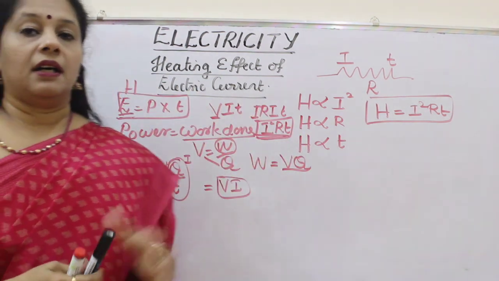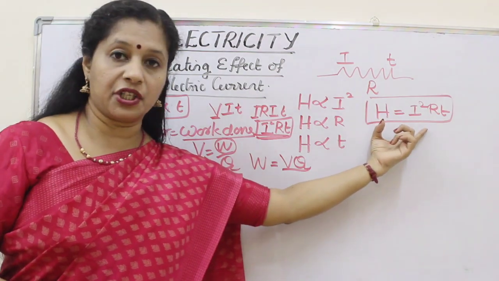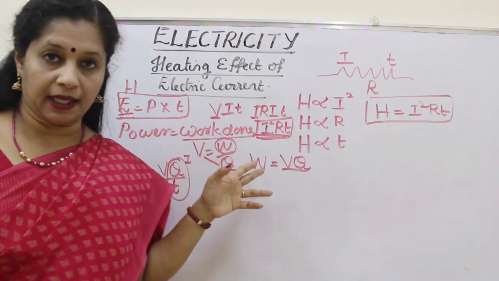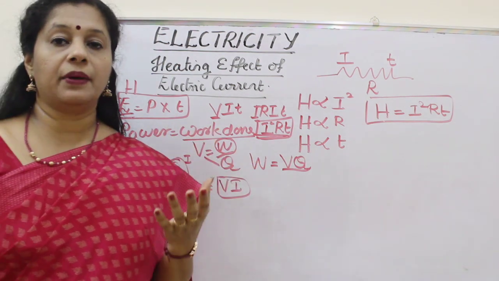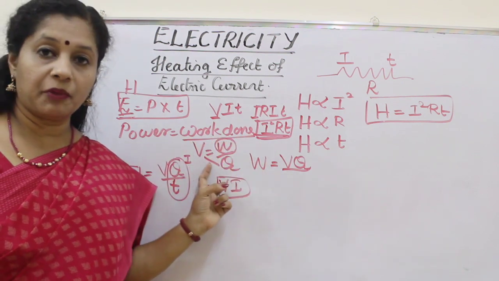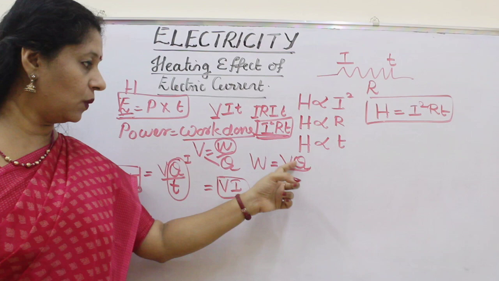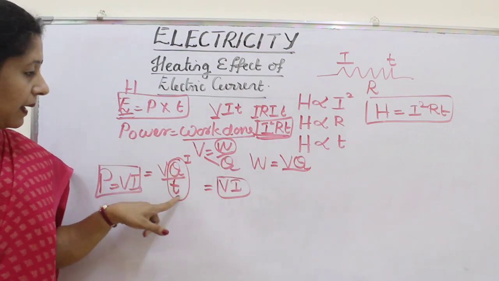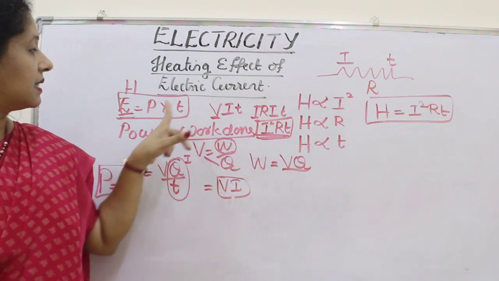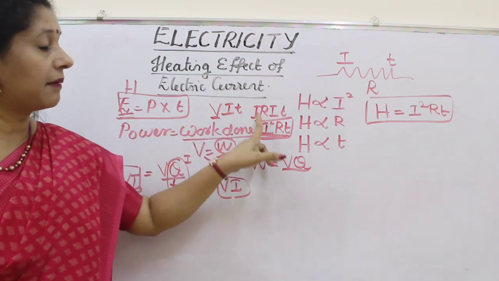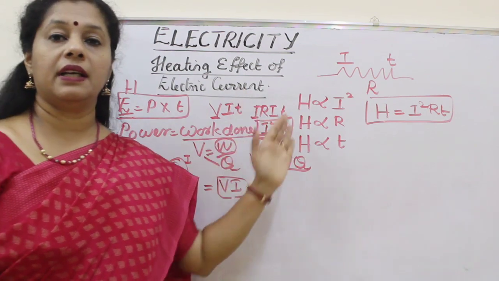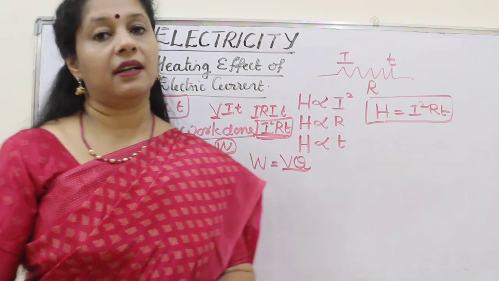I repeat, here we have to find out the derivation of this. Heat is a form of energy. Energy is the power into time. Power means work done during a particular time. So here work done we are taking as VQ. From the potential difference formula we know work done is VQ upon time. Then we know Q by T is I, so we can rewrite the formula as VI. So VI into T is the energy. VI according to Ohm's law is IR. So I square RT is the formula for heating effect of electric current.